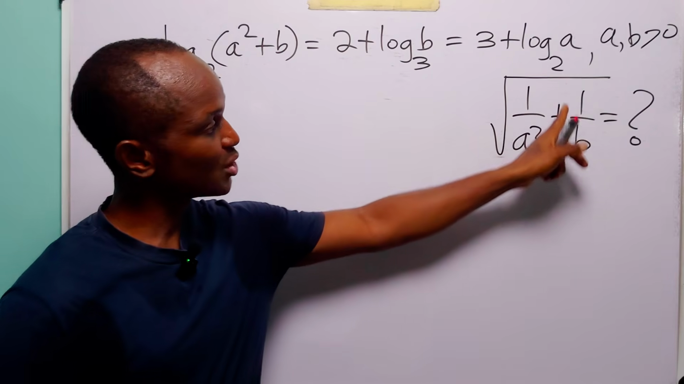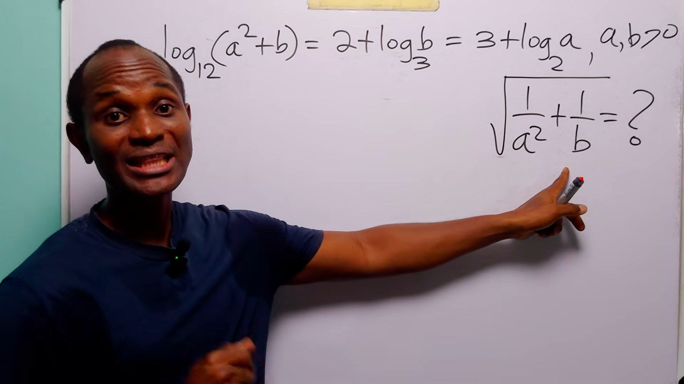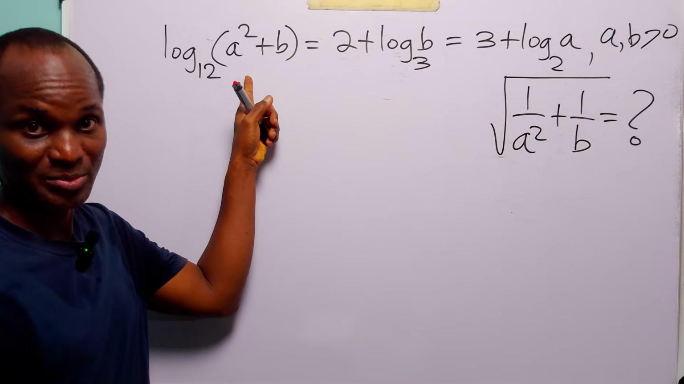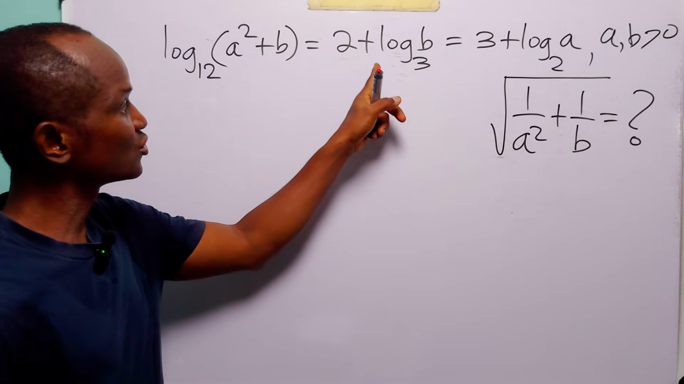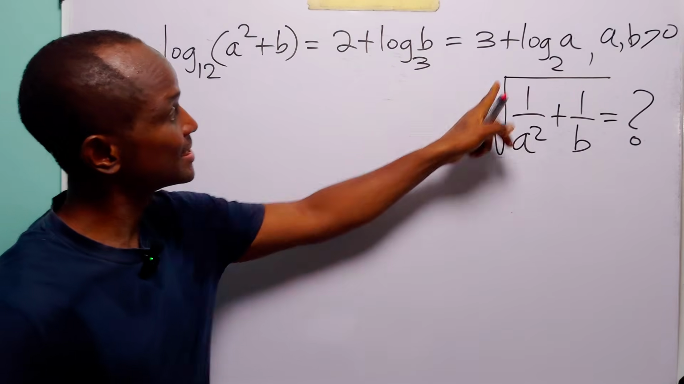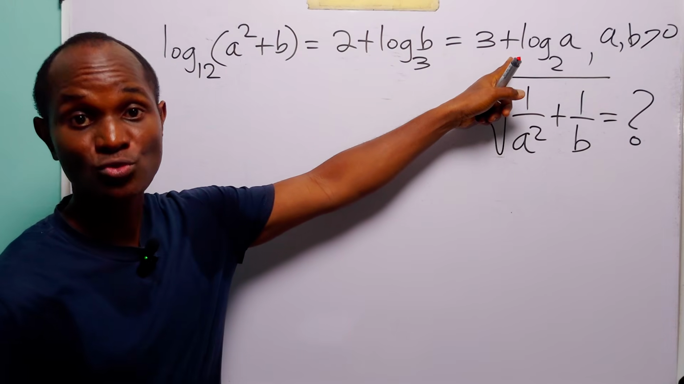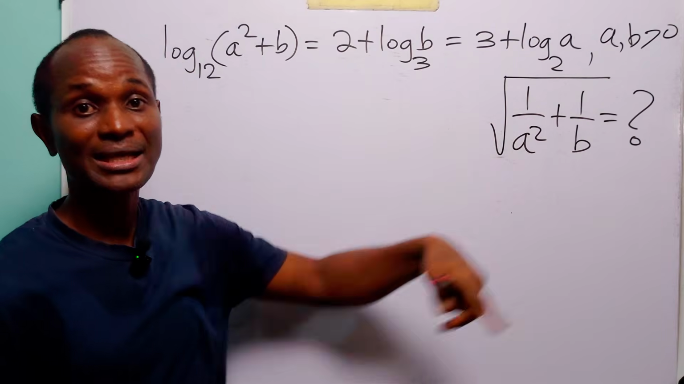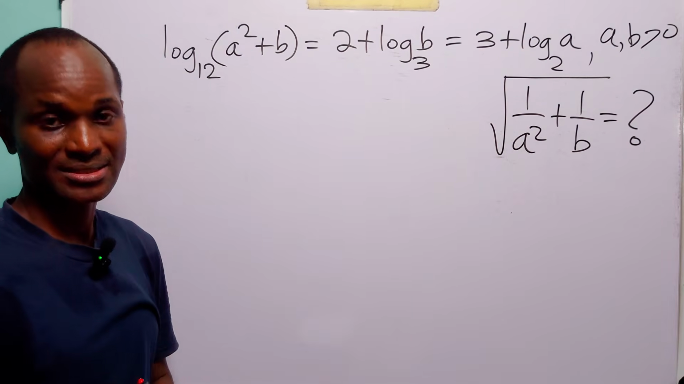In this math tutorial, our task is to find the value of the square root of 1 over a squared plus 1 over b, given the condition that log to base 12 of (a squared plus b) is equal to 2 plus log to base 3 of b, which in turn is equal to 3 plus log to base 2 of a.